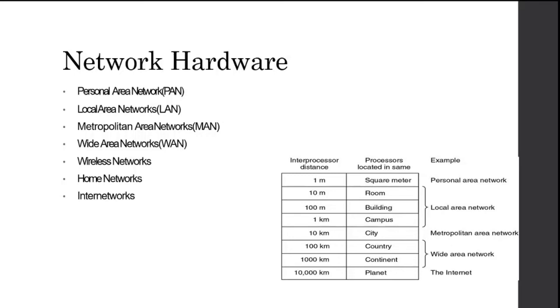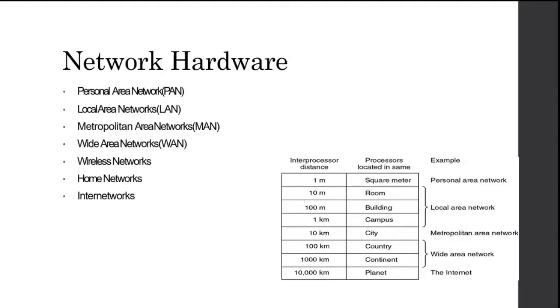Personal area network, LAN, local area network, metropolitan area network, MAN, wide area network, WAN, wireless network, home networks, and internet network. Here in the table on the bottom right we have some locations and processors, like square meter, 1 meter, in the room 10 meters like a local area network, and the building 100 meters in a LAN. And we can put campus there in a LAN with 1 kilometer, no problem.